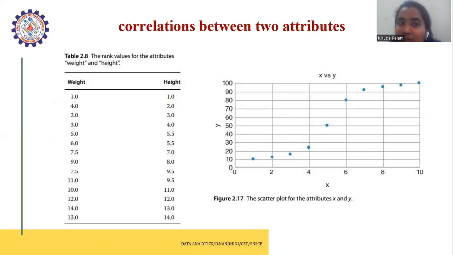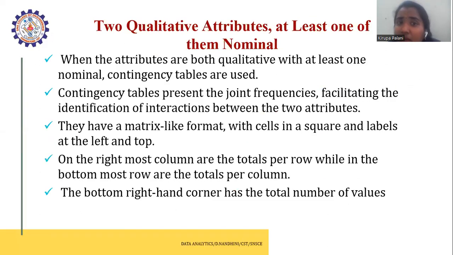Now, correlation between two attributes. The rank values of the attributes weight and height are given: 1.0, 1.4, 2, 3, 3, 4, 5, 5.5, 6, 6.5, 7.5, 7, 9, 8, 7.5, 9.5, 1, 10, 11, 12, 14, 13. X versus Y is given in the form of a scatter plot for the attributes X and Y. Next, two attributes, at least one of them nominal.